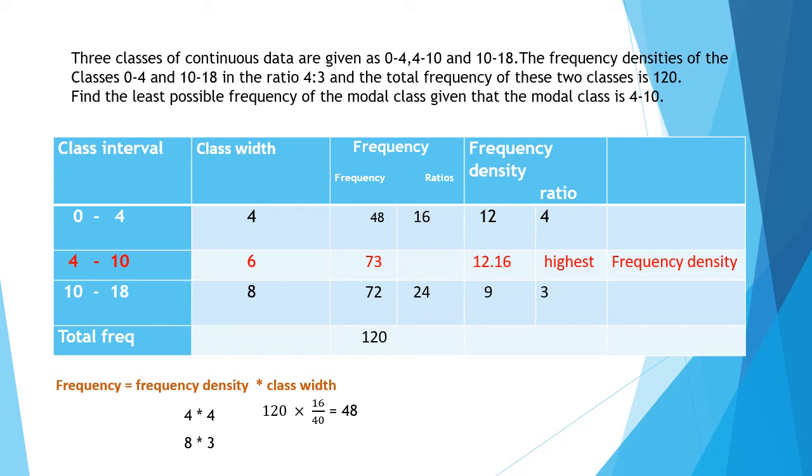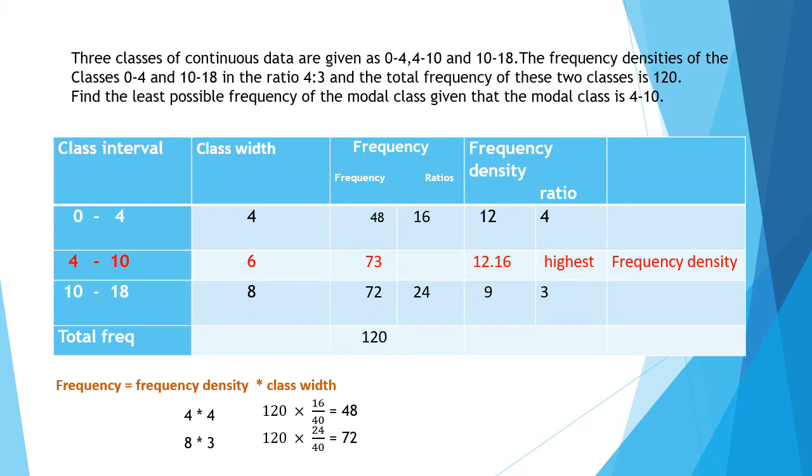Let's work out the 10 to 18 class interval again. The frequency density ratio is 3 multiplied by the class width 8, which is 24. This 24 is the frequency ratio, not the actual frequency. The question says the actual total frequency is 120 for the classes 0 to 4 and 10 to 18. So let's share 120 in the ratio 16 to 24, which is 16 out of 40, and the actual frequency is 48.